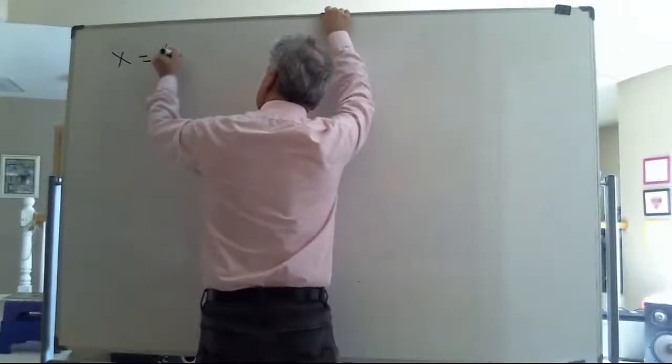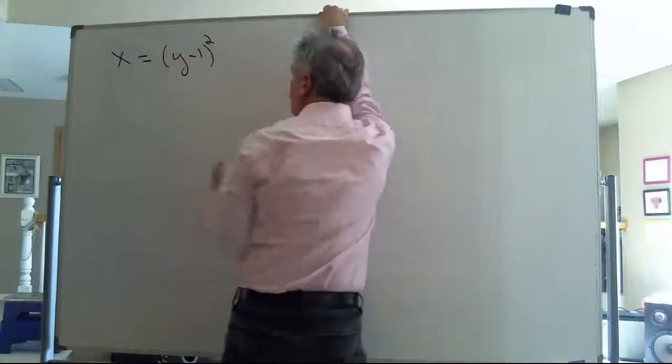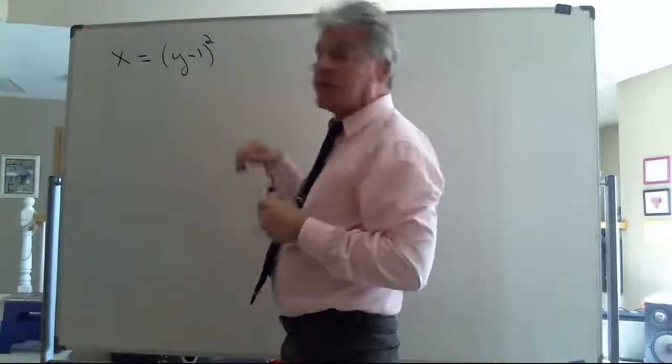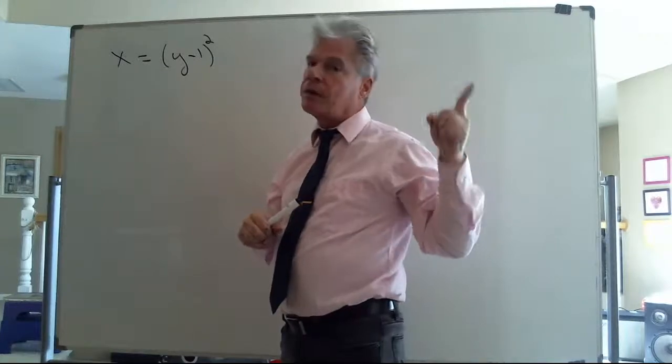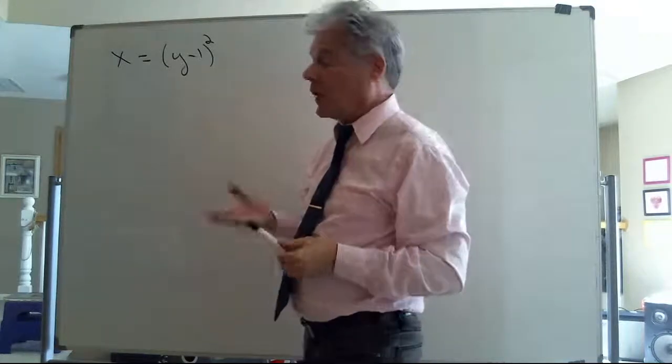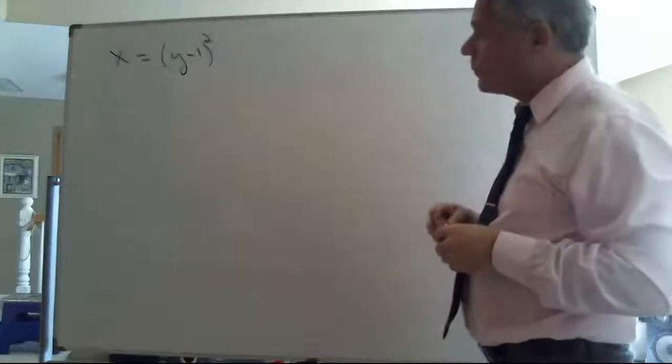Well, I have something completely new to say. So I would like to consider, how about a parabola? Clearly, this is a parabola opening to the right. Vertex is 0, 1. But if it's opening to the right, that means y is not a function of x. It certainly doesn't satisfy the vertical line test.